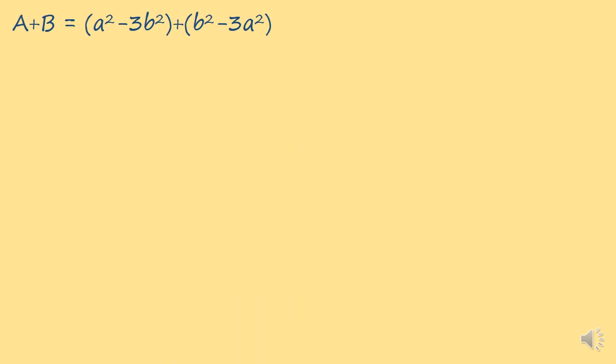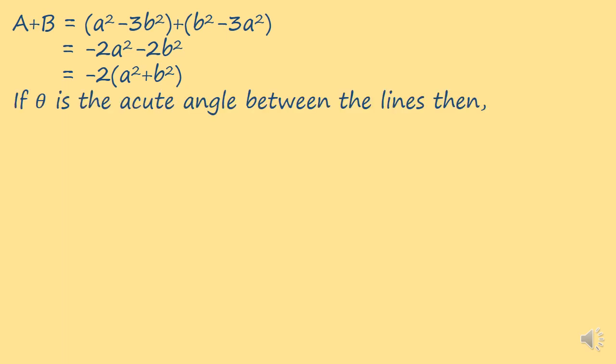We also need A plus B in our formula. So we calculate A plus B by adding the relevant terms. We see that in the two brackets, a square minus 3a square gives us minus 2a square. Similarly, minus 3b square plus b square gives us minus 2b square. We take minus 2 common. So in the bracket we get a square plus b square. Now that we have got these values, we can use them in the formula for tan theta.